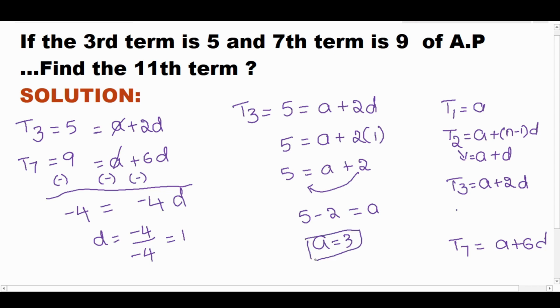So I got the a value, I have got the d value. I need to find T11. So you know T11 is nothing but a plus 10d. So the a value is 3 plus 10 into 1. So how much are you getting? 3 plus 10, which is equal to 13. Therefore, the 11th term is 13.